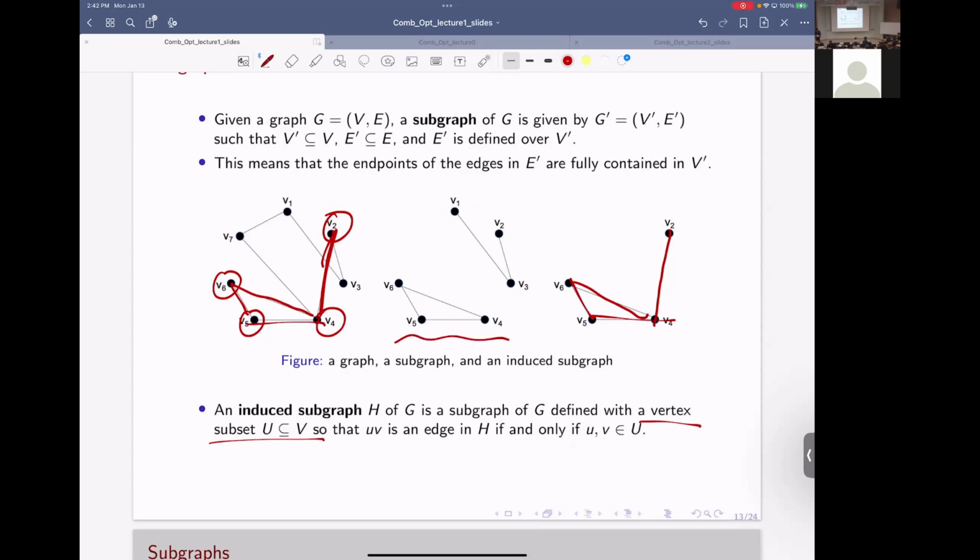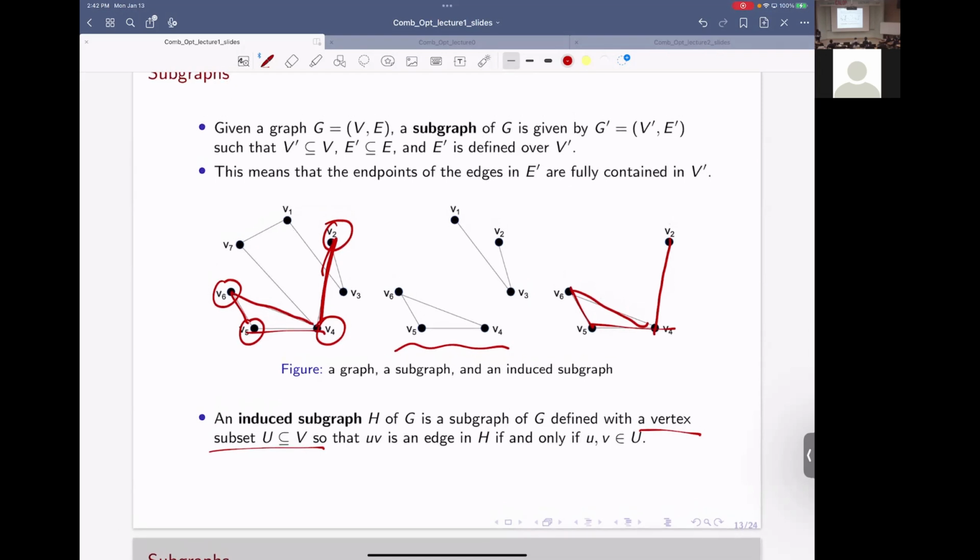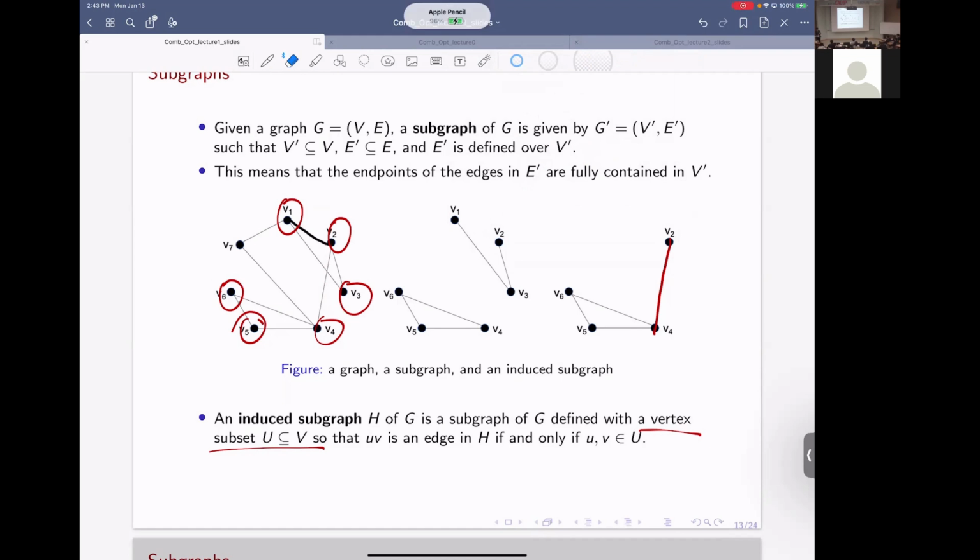But if you look at the second graph, this is also an induced subgraph, I think. And this is also an induced subgraph, right? Oh, no. Well, let's assume that you have an edge between V2 and V1. Let's say you are taking this vertex subset V1, V2, V3, V4, 5, 6. Then the induced subgraph has to include the edge between V1 and V2. But if you don't have one, then the second graph is no longer an induced subgraph. Any question?